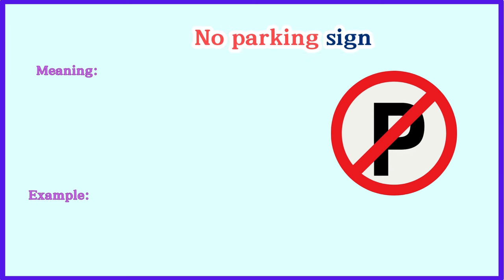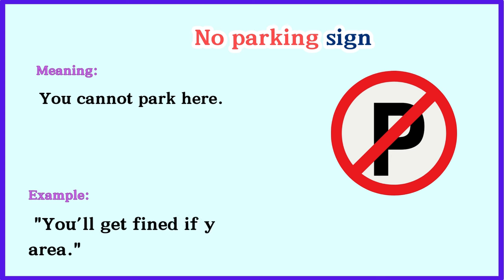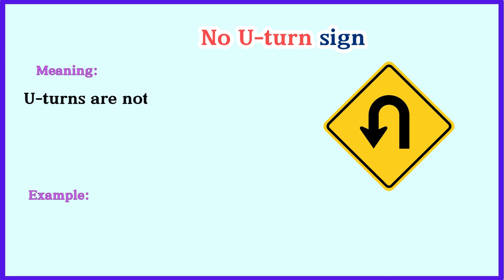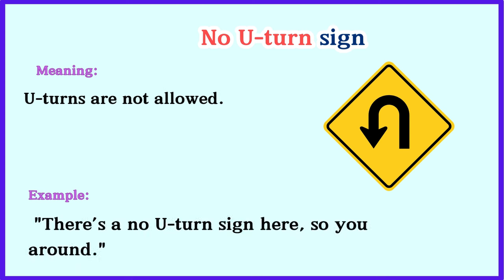No parking sign. Meaning, you cannot park here. Example, you'll get fined if you park in the no parking area. No U-turn sign. Meaning, U-turns are not allowed. Example, there's a no U-turn sign here, so you can't turn around.